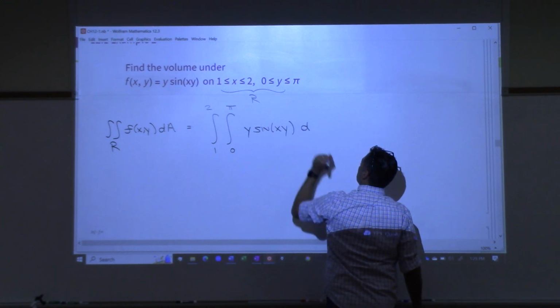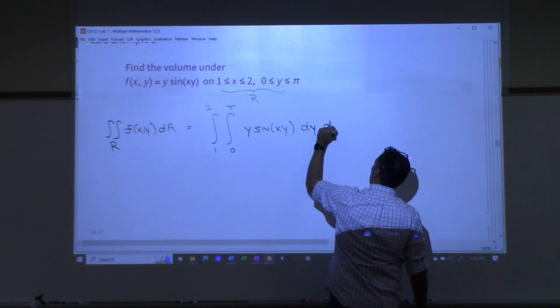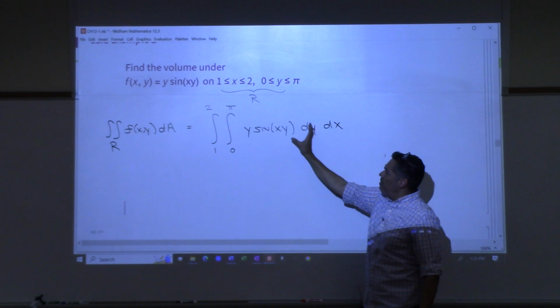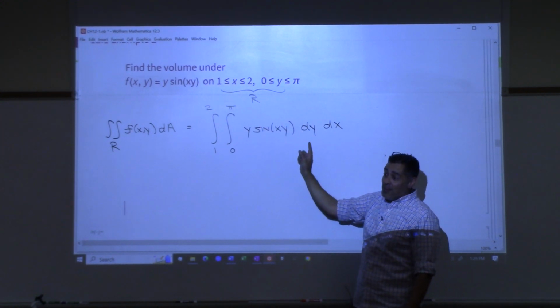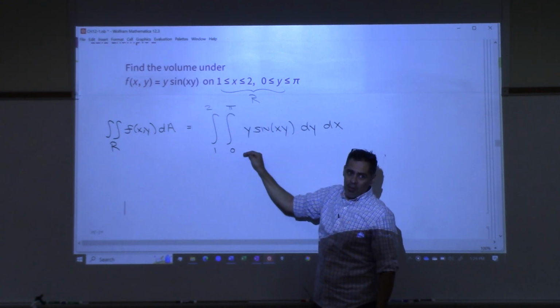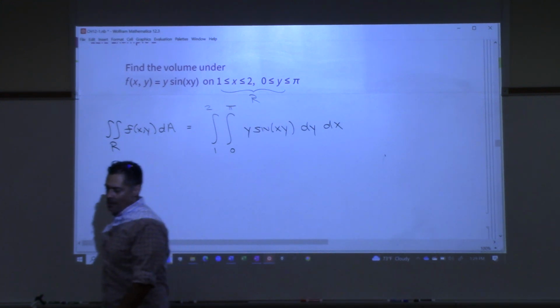dy dx, right? Now I don't have a choice. I cannot just arbitrarily flip these. The y is on the inner integral, and the inner integral has the limits 0 and pi, which are my limits on y. So I need to make sure I get that in the right order.